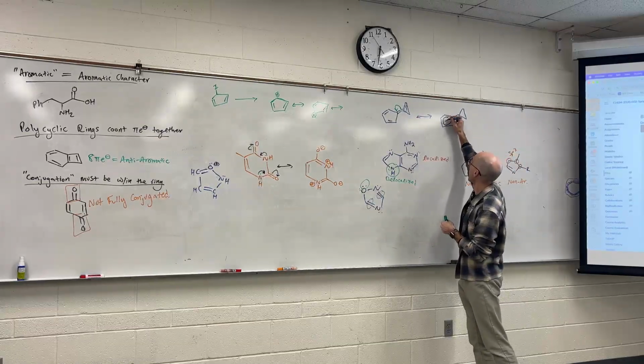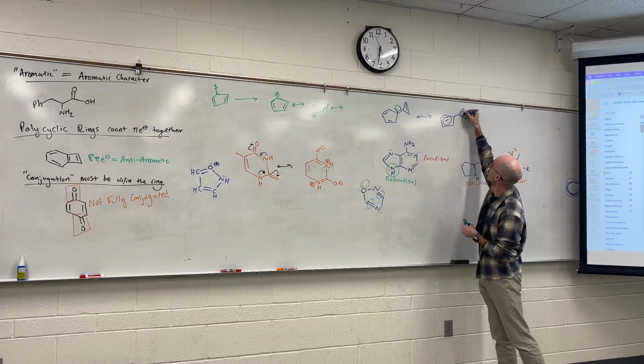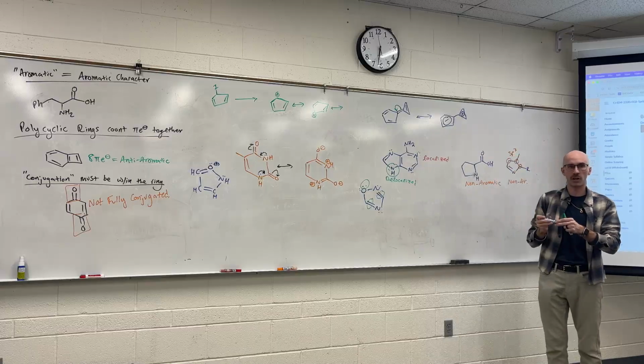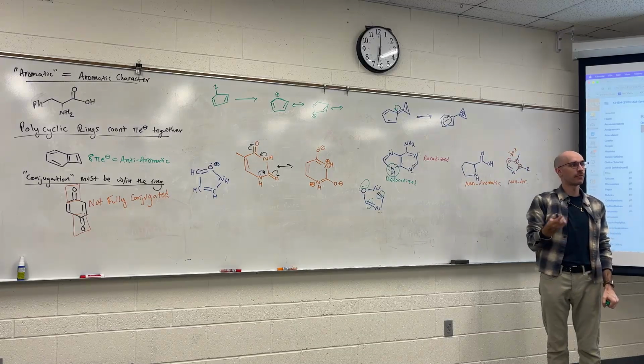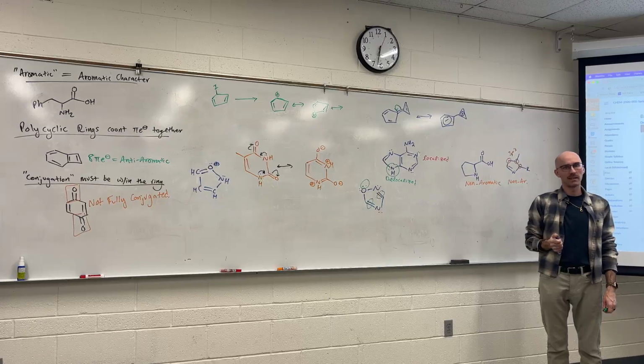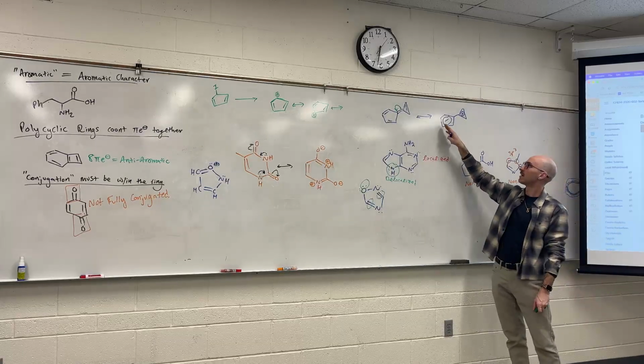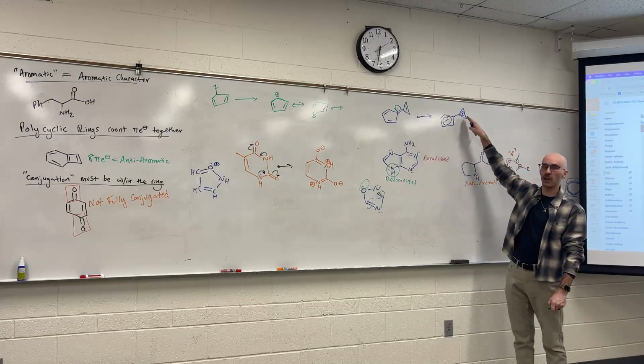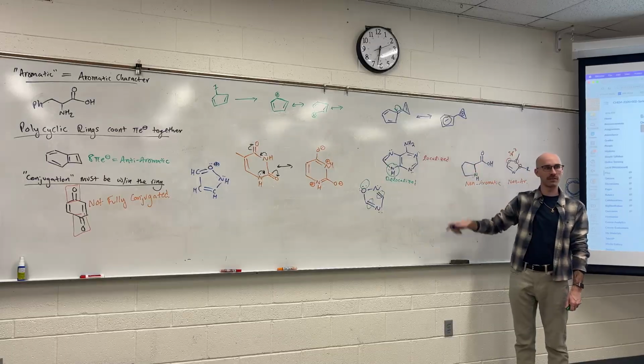So we can draw this as a circle with a negative charge and a circle with a positive charge, because the circles don't mean anything except for what you want it to mean. And in this case, we mean 6 pi electrons but negatively charged, 2 pi electrons and positively charged.